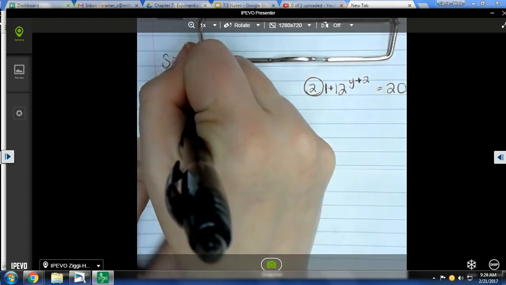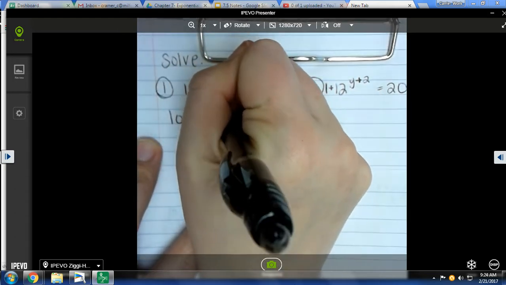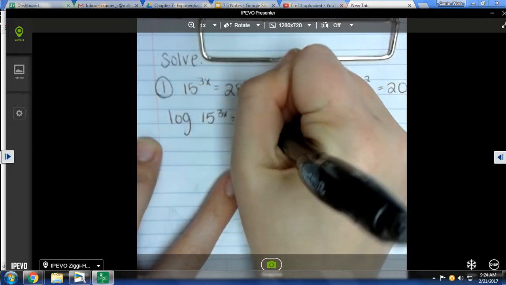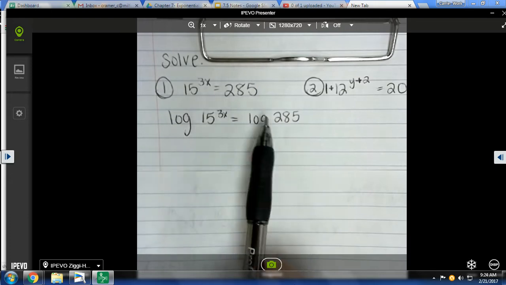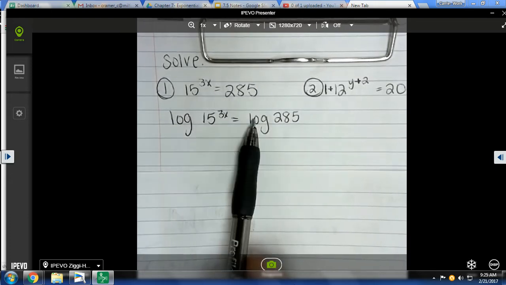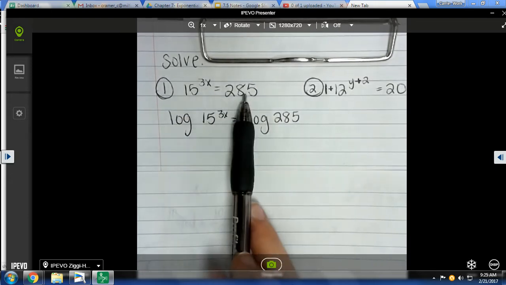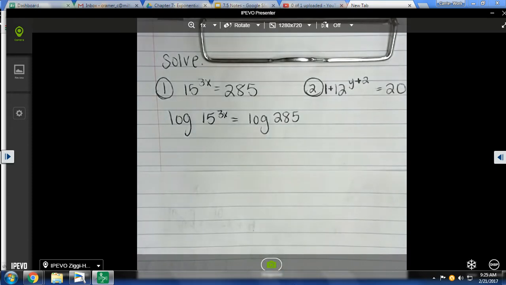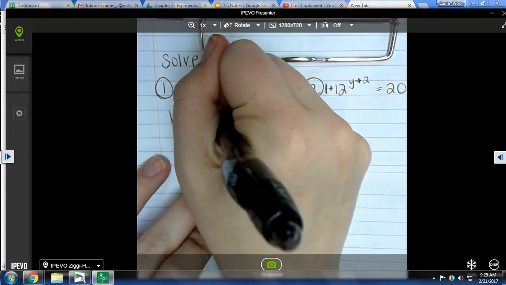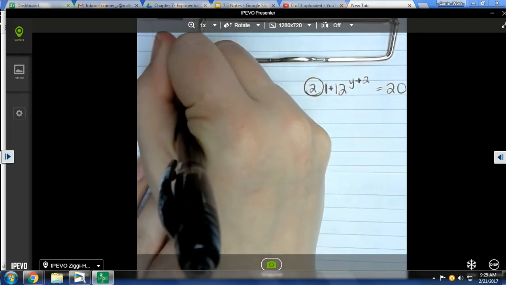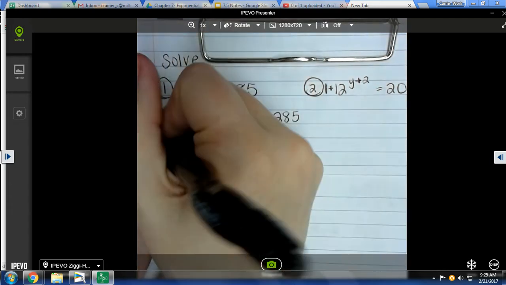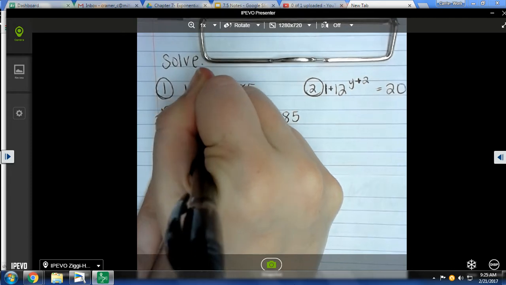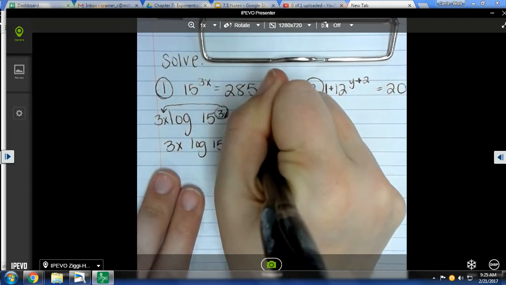So what we're going to do first is take the log of both sides. And it's kind of just like multiplying both sides by 2, or adding 2 to both sides. It's algebra. So as long as we do it to one side, we can do it to the other side. So we just took the exact parts of each equation and took the log of those. Now that helps us because we now have the power rule. Our power rule tells us that we can bring down this 3x out in front. So we now have 3x log 15 equals log of 285.